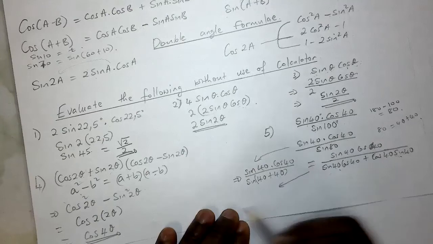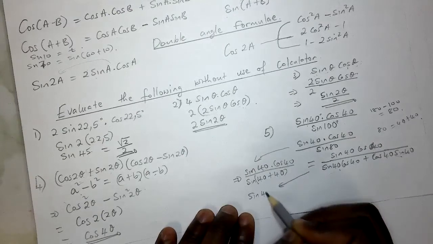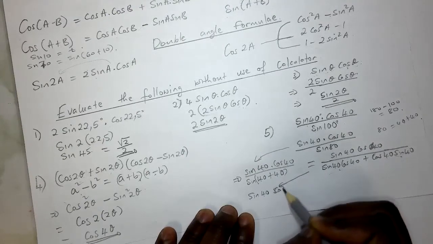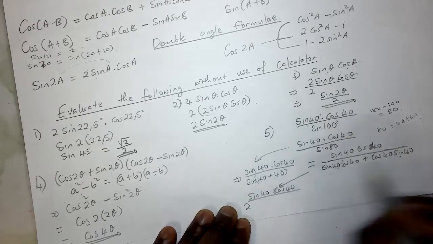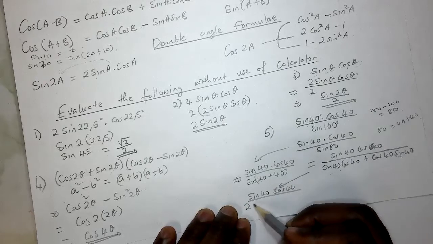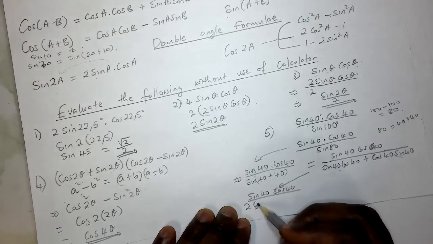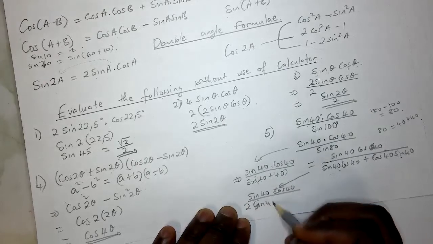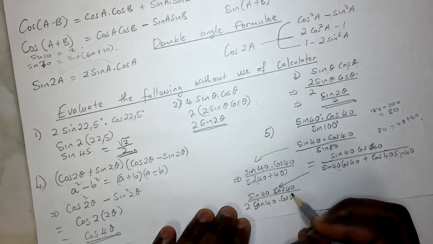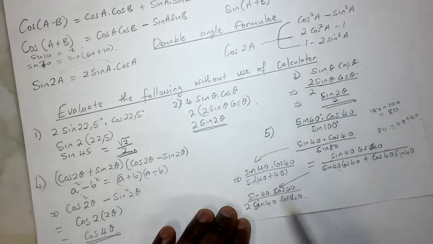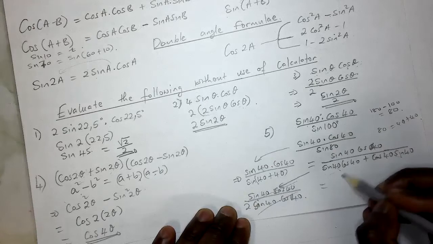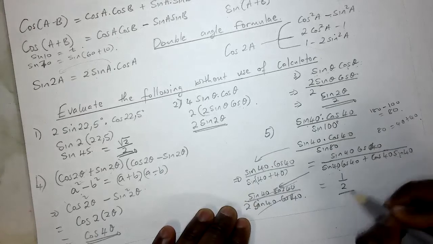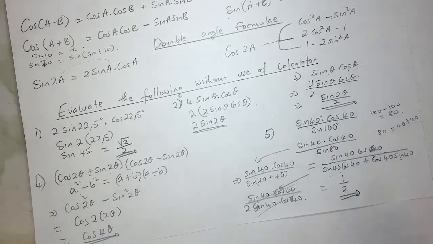So let's come back here. Sine 40 cos 40 over 2 sine 40 cos 40, because these two are the same. It's more like x plus x. Then sine 40 cos 40 cancels. Then we are going to have 1 over 2 as our answer. Can we see how we get to our answer now?